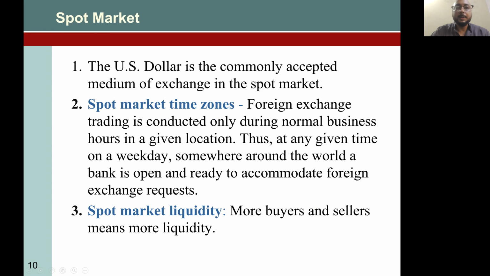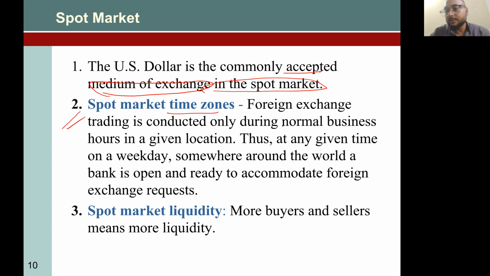Okay, similarly, the US dollar is the commonly accepted medium of exchange in the spot market. So remember, this book is US centric. So automatically assume, when you are reading the reading material, that you are in the US. It will be easier for you to understand the concept. Plus, the dollar is the widely accepted medium of exchange for any transaction. So in the spot market, everything revolves around the dollar.